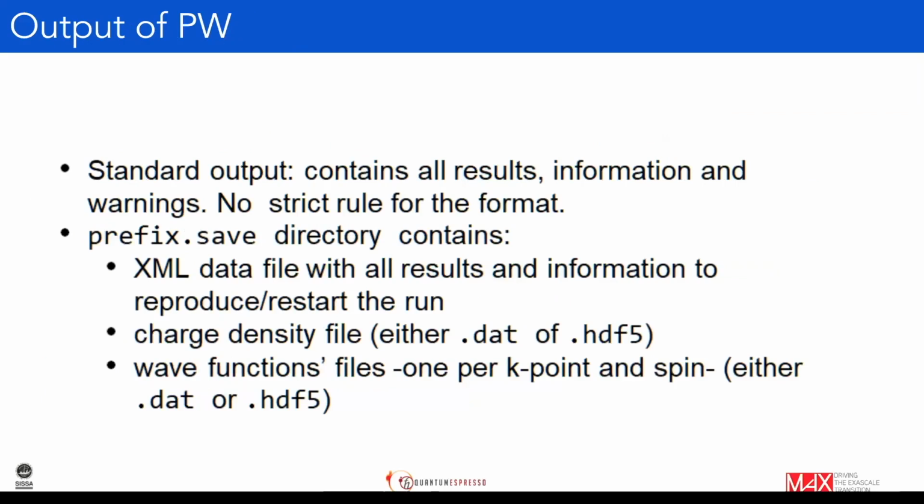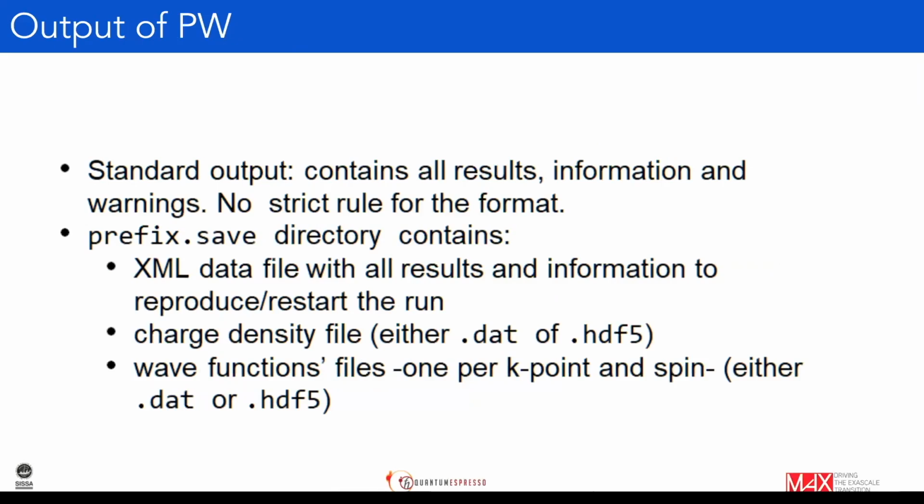Then the other thing that the user needs to know is what the output of Quantum Espresso is. There is a log file in the standard output that contains all the results, the information, and the warnings. For the format of this file, there is no strict rule, so it's cumbersome to browse automatically. Inside the prefix.save directory, you can find much more data, much more information.